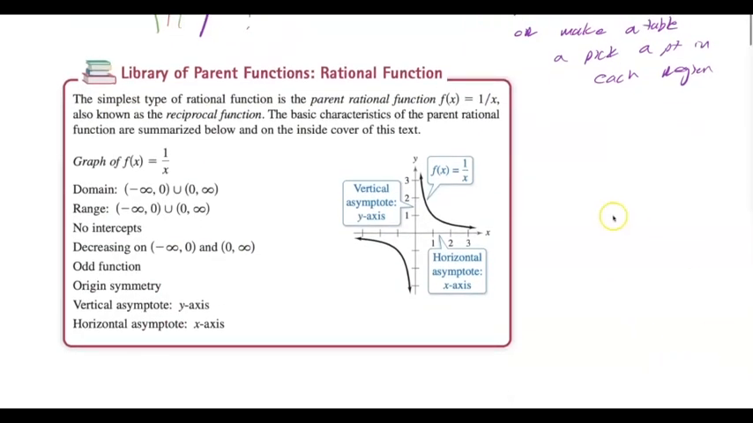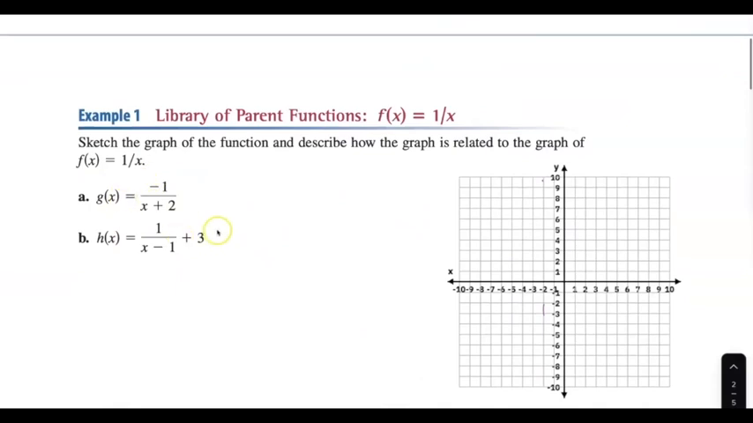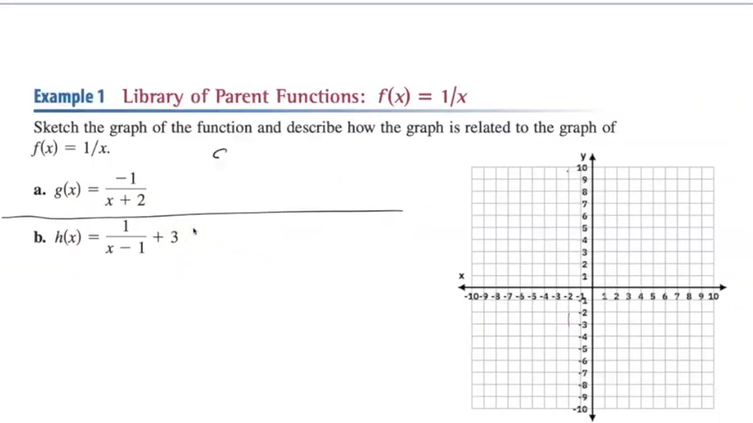Now, sometimes you just get the basic rational function. Remember our good old parent function 1 over x? If you do that, you can just graph it that way. It only works for the basic ones like these. Now, let's actually do it two ways. So let's first do A. We can still do it the old-fashioned way.